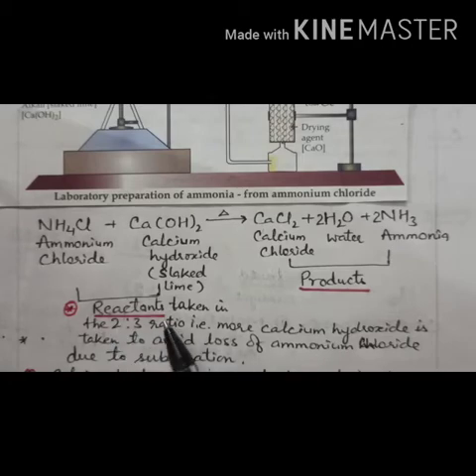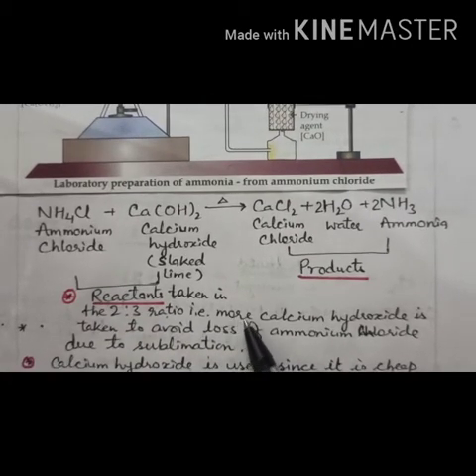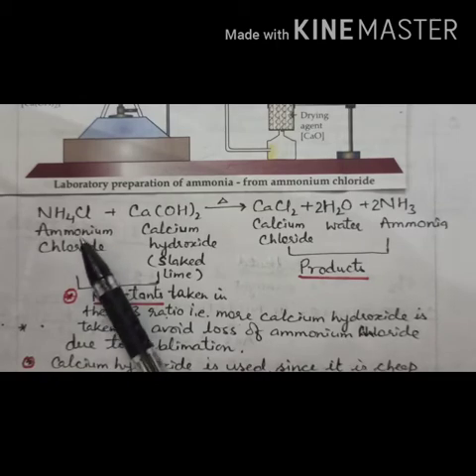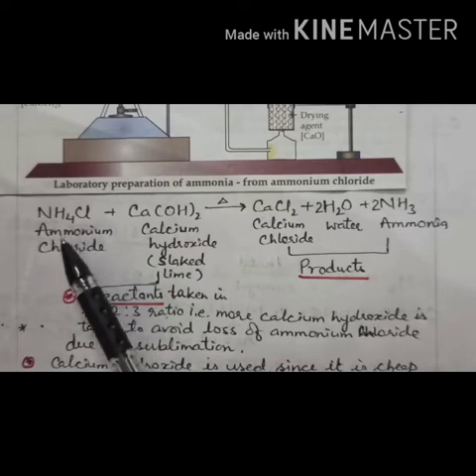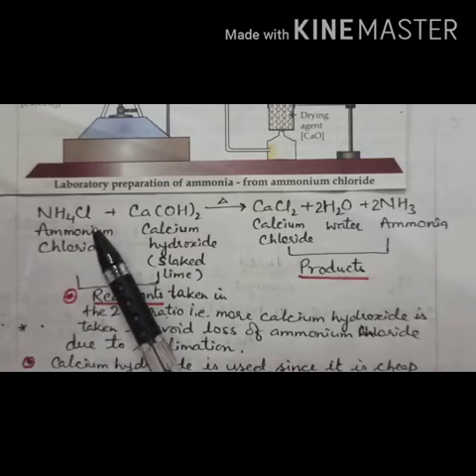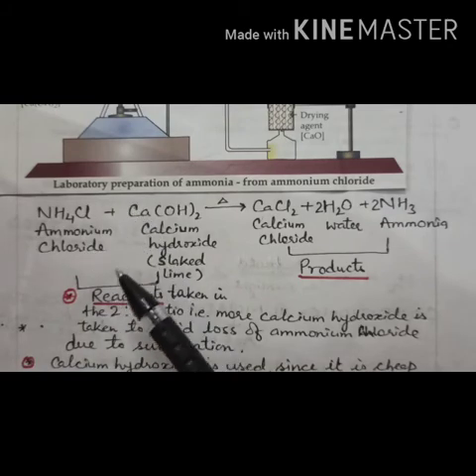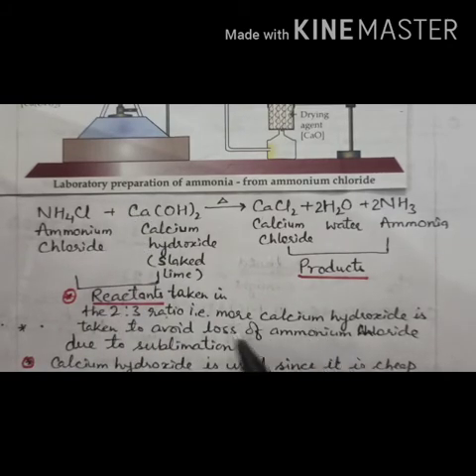Why are they taken in 2:3 ratio? You will take more calcium hydroxide to avoid loss of ammonium chloride due to sublimation. Actually, this ammonium chloride is a sublimable solid, right? And if you take less calcium hydroxide, then this ammonium chloride will sublime. So what do you mean by a sublimable substance? The substance which directly changes from solid state to gaseous state, right? So to avoid this loss of ammonium chloride due to sublimation, we take more calcium hydroxide.